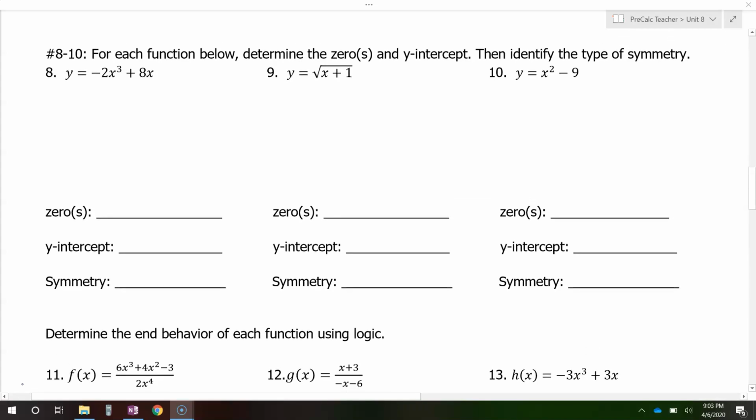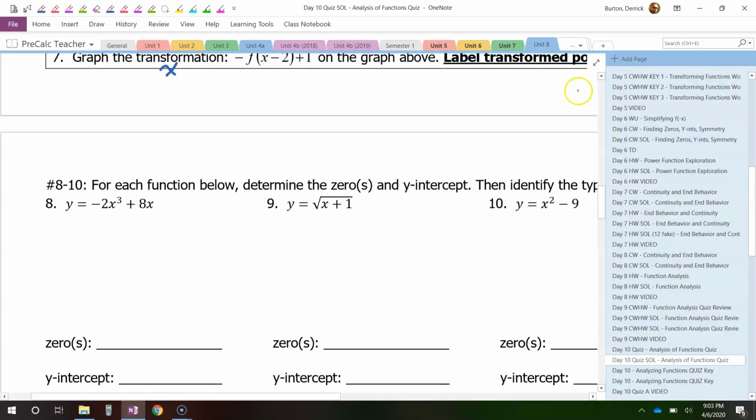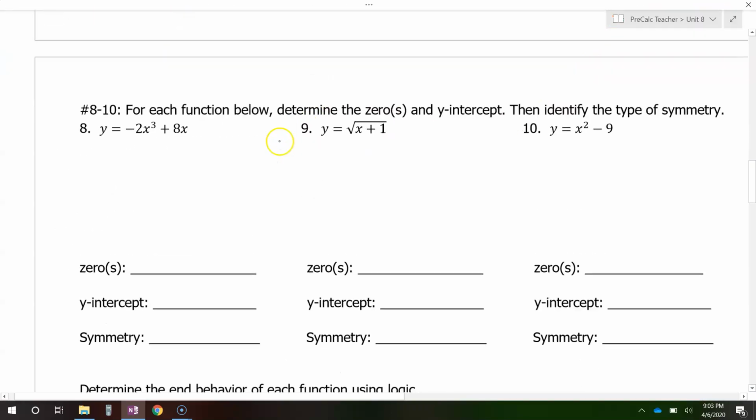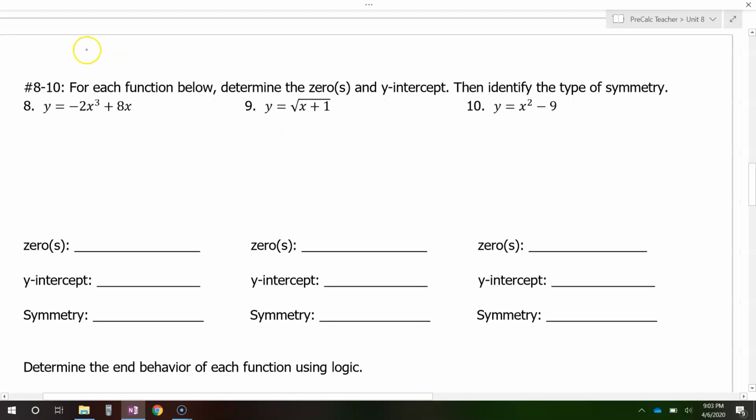First of all, the zeros and the y-intercept. Now, when we talk about zeros, we are almost talking about x-intercepts. Gotta love the technical difficulties, my friends. X-intercepts. So when you see the word zero, you should be thinking about the x-intercept.